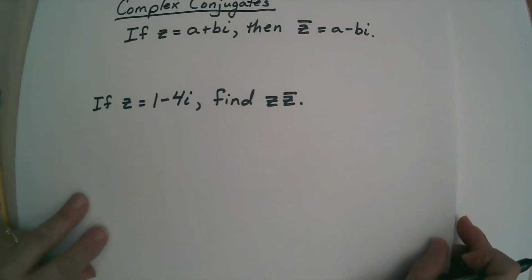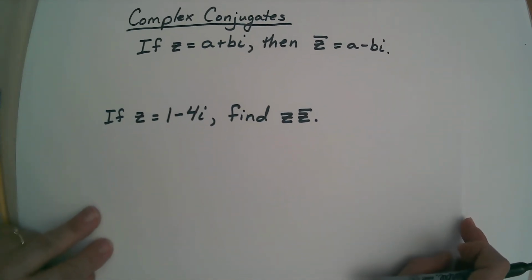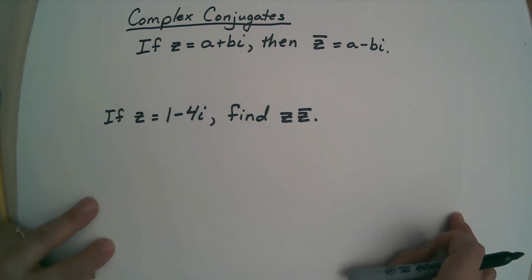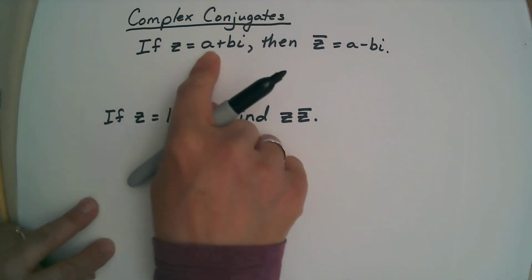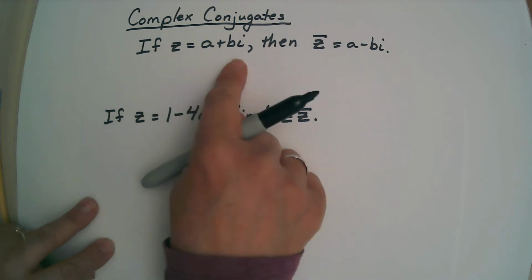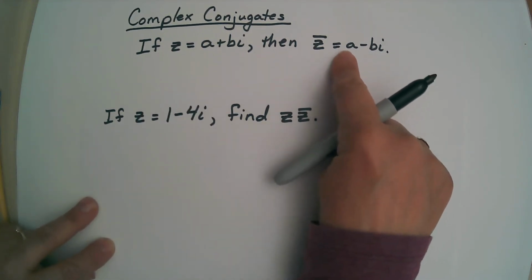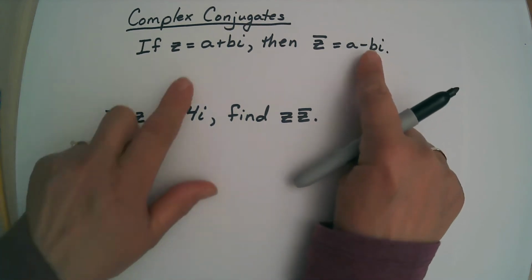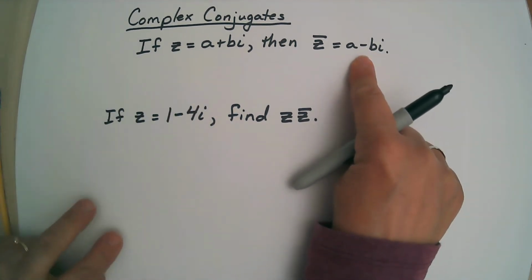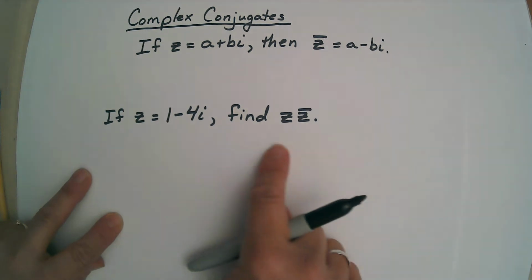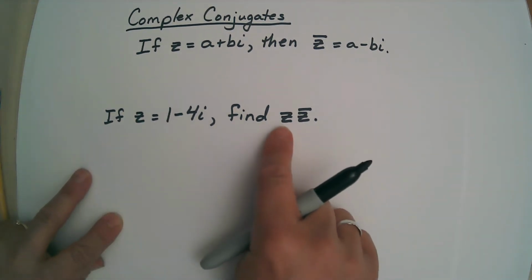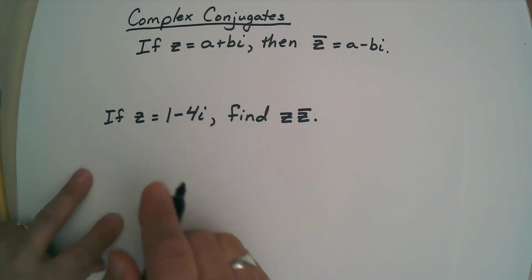We also have the idea of conjugates when we're talking about complex numbers. Notice if a plus bi is a complex number, then z bar, or z conjugate, is a minus bi, and these are called complex conjugates. So let me remind you what happens when we multiply a number by its conjugate.